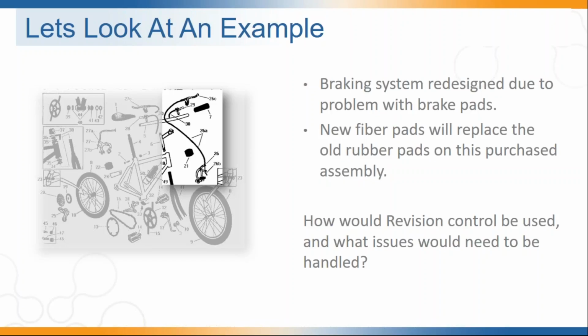on this assembly. Now, you might remember from our previous session that the brake calipers are a purchased assembly. This whole thing is bought from a vendor. So how would revision control be used? Would it even be needed? And what issues would have to be handled?